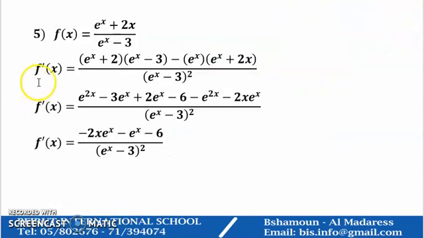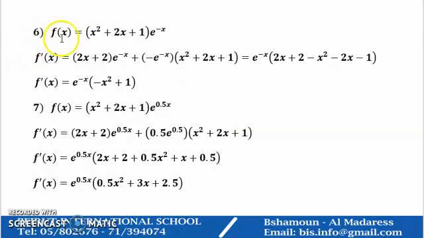Another example here of the form u over v. We notice here that the numerator is e^x plus 2x, the derivative of e^x plus 2x is e^x plus 2, times v, which is e^x minus 3, minus v prime, the derivative of e^x minus 3 is e^x, times (e^x plus 2x), over (e^x minus 3) squared, and by simplification we obtain f prime of x equal (minus 2x e^x minus 6) over (e^x minus 3) squared.